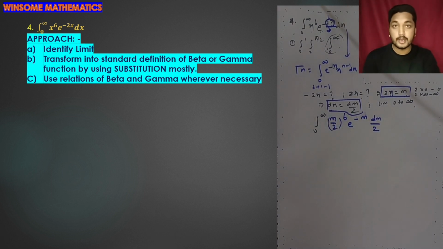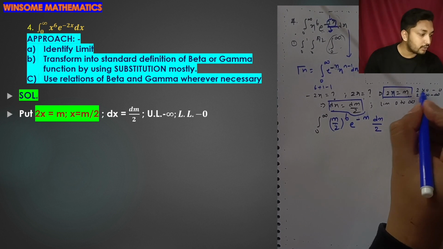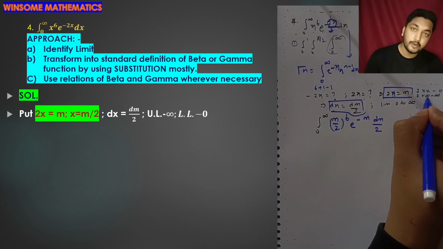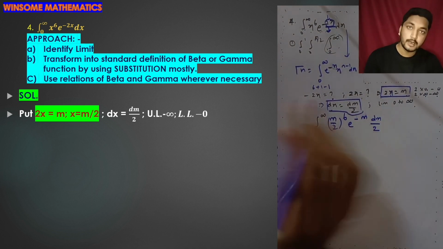So let's see what we have done. Simple. We substituted 2x is equal to m, and x is equal to m by 2. So dx is equal to dm by 2. No doubt. The limit is constant because the limit is not changing: 2 into 0 is the lower limit, 2 into infinity is the upper limit. So this is 0, this is infinity. So 0 to infinity, clear.